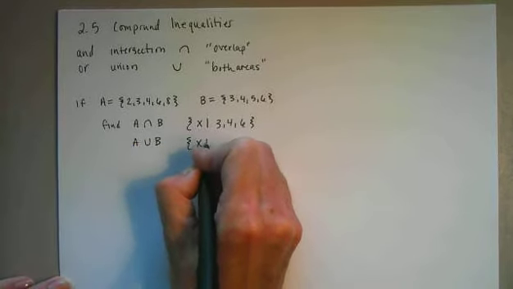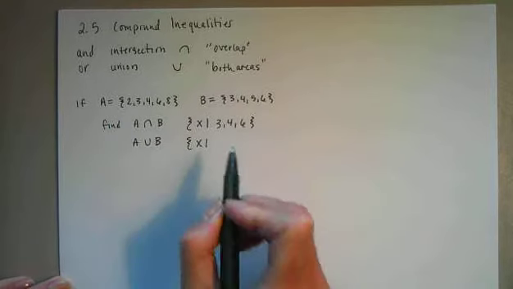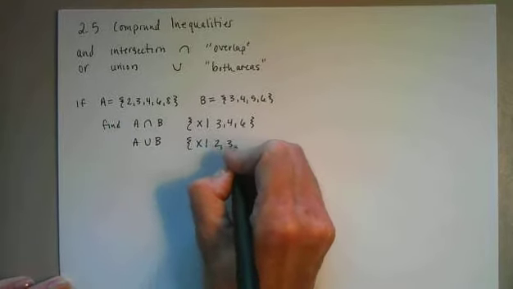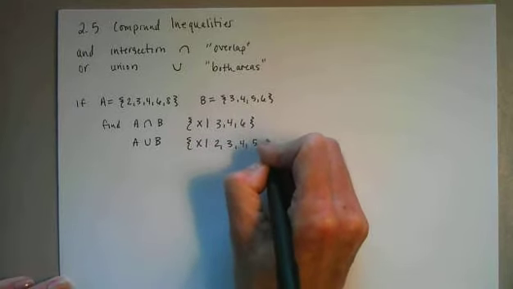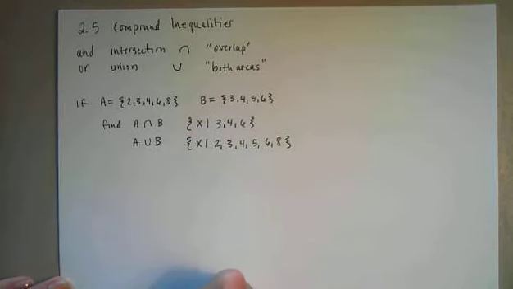Now, the union of A and B is both of them. So I'm going to write x is such that, and that means I'm going to write everything in this and everything in this. So I'm going to have 2, 3, 4, 5, 6, and 8. That is the union. Okay?